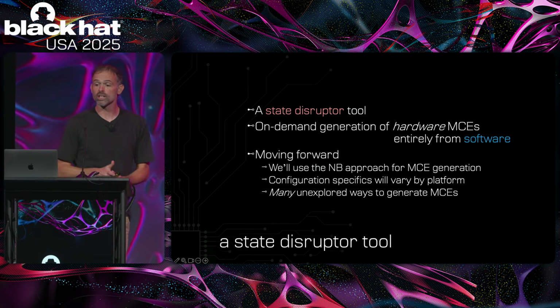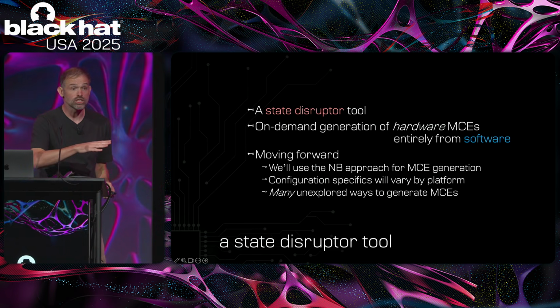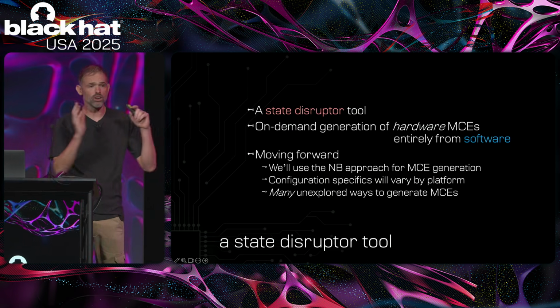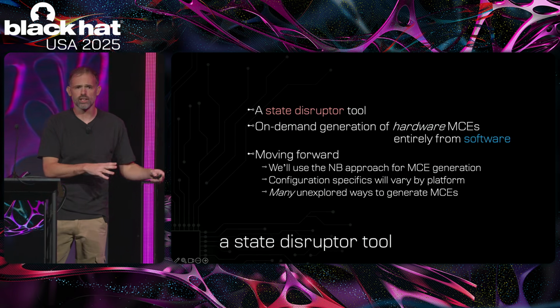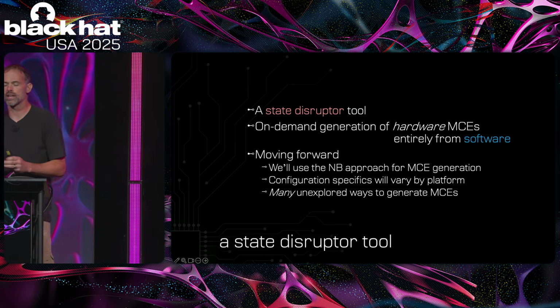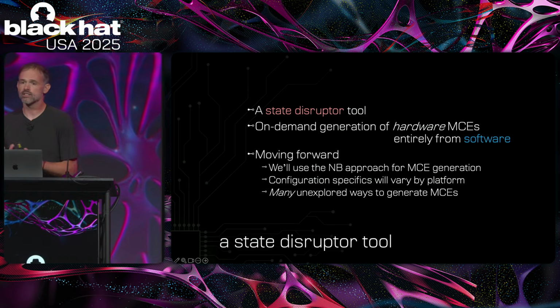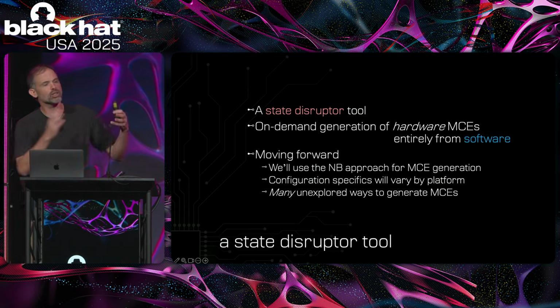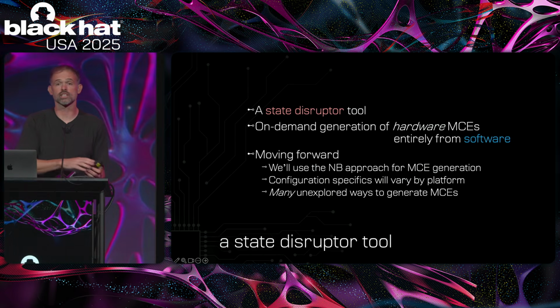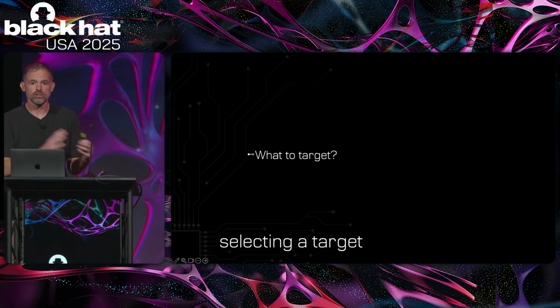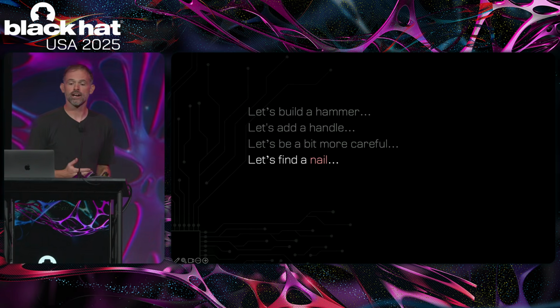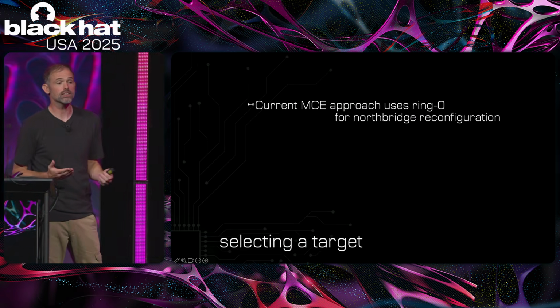So moving forward, we'll use this north bridge approach for machine check generation, and all those specifics are going to vary a whole lot by different platforms, but there are many, many different ways to generate these different machine checks. Remember, I'm looking at one source of machine checks across hundreds of different options. So the next question is, what should we target? We've got this hammer, now we need a nail.